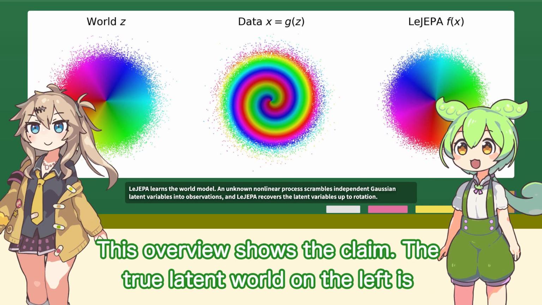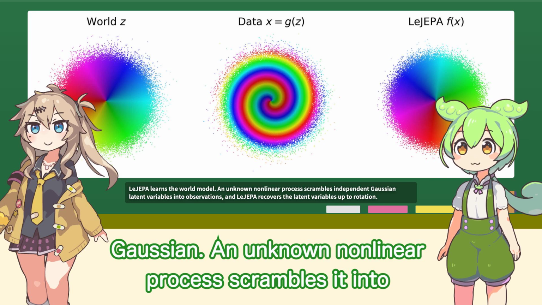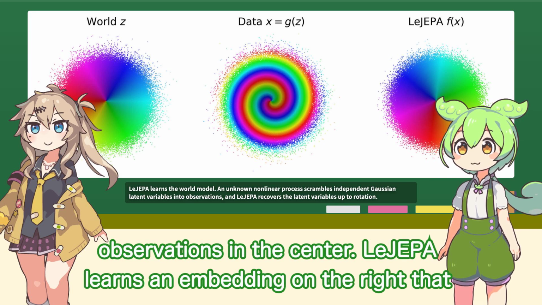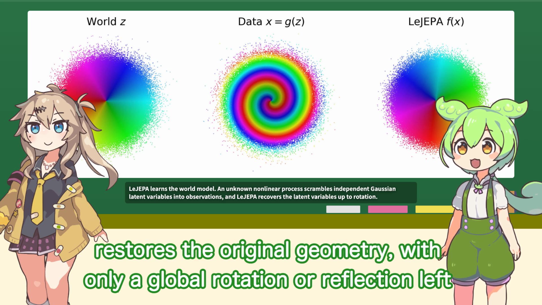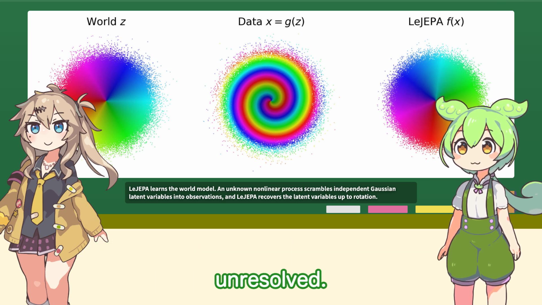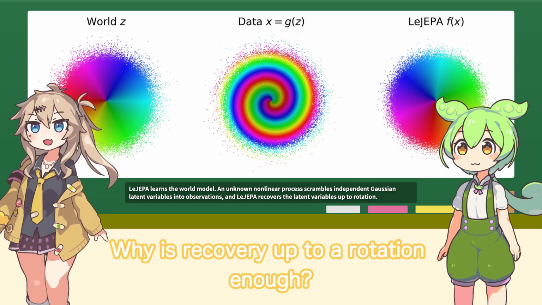This overview shows the claim. The true latent world on the left is Gaussian. An unknown nonlinear process scrambles it into observations in the center. LeJEPA learns an embedding on the right that restores the original geometry, with only a global rotation or reflection left unresolved.